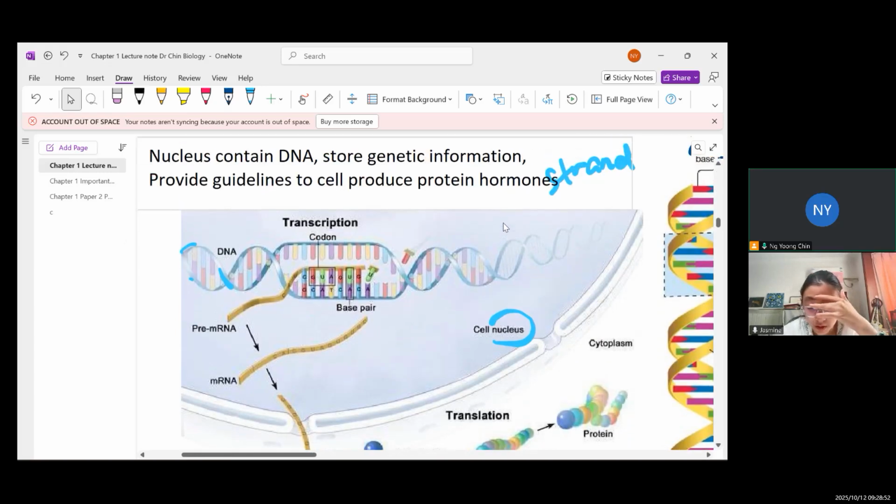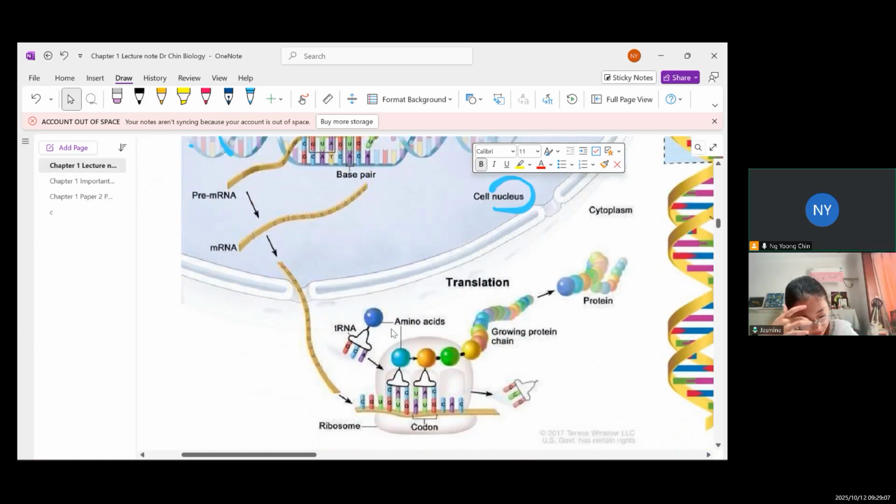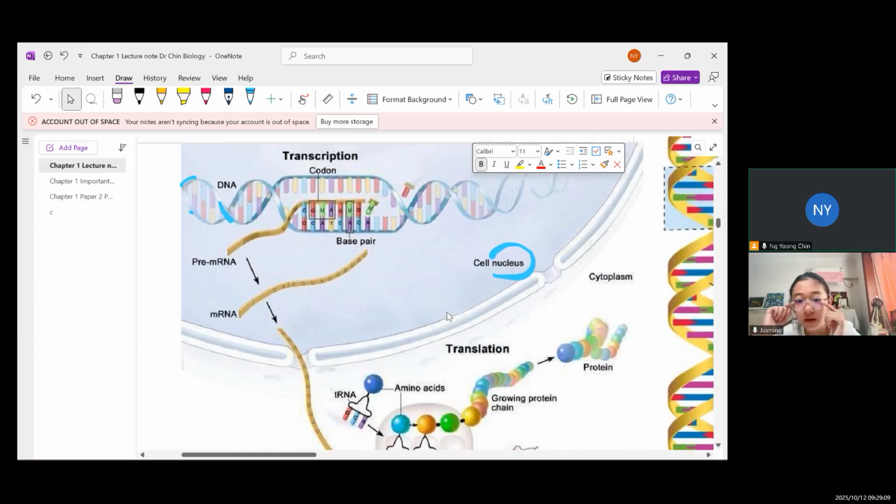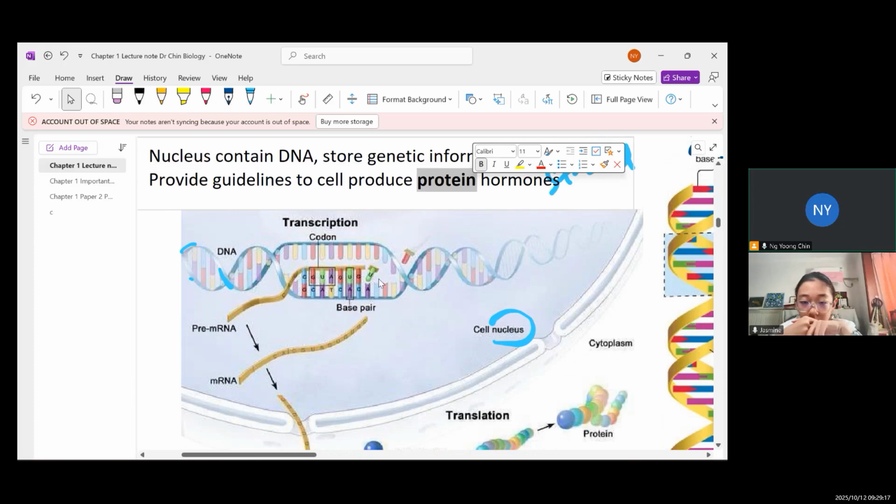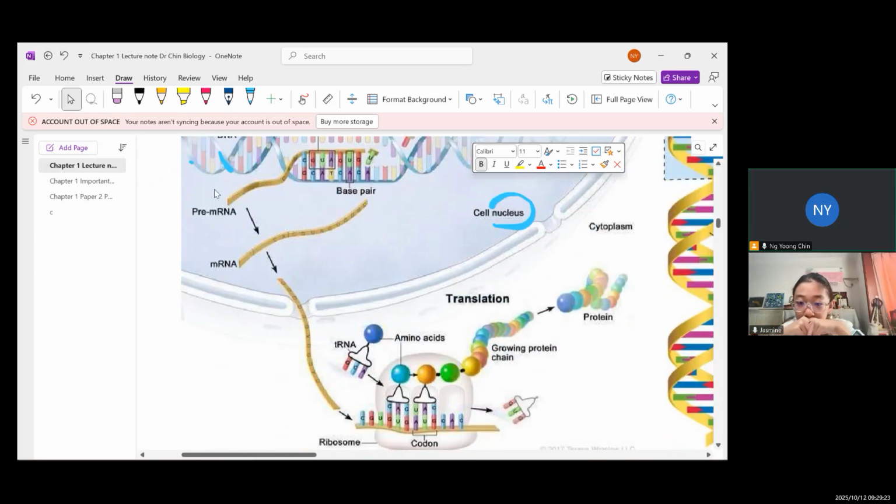When we talk about proteins, I'm not sure you heard about this before. Protein, 蛋白质. So what makes up proteins? Amino acids. Yes, correct. As you can see, this is amino acids. So we're starting from the first step. The nucleus inside contains the DNA, and the DNA initially will be like this.